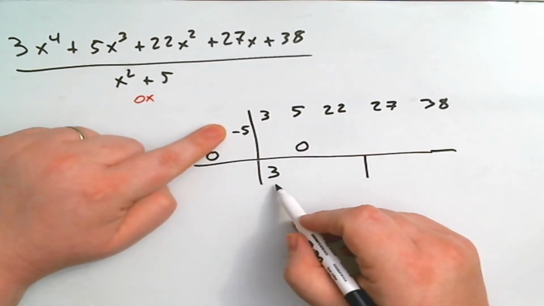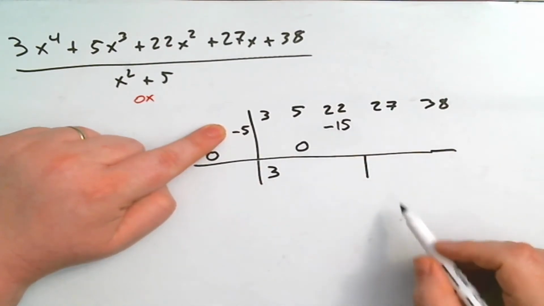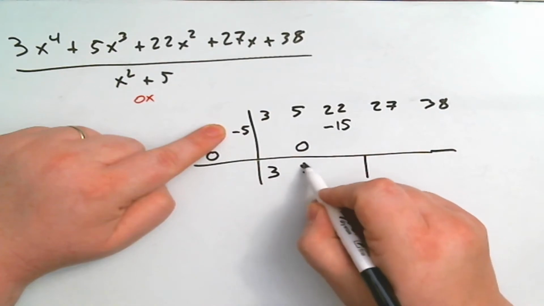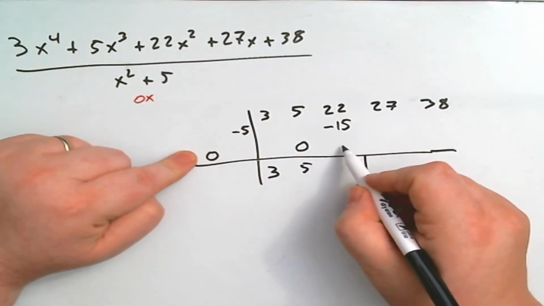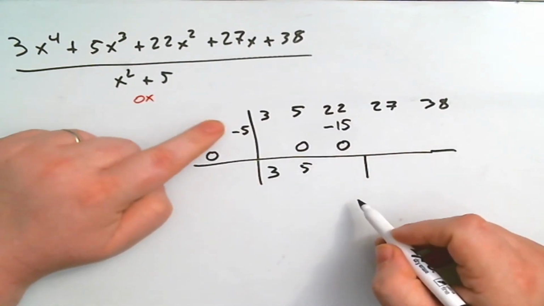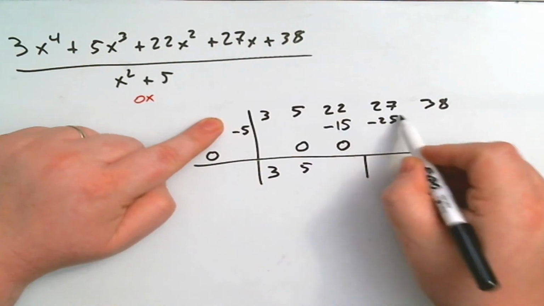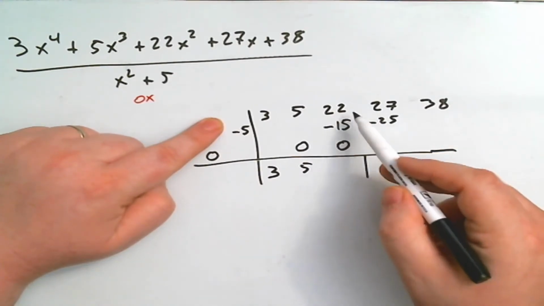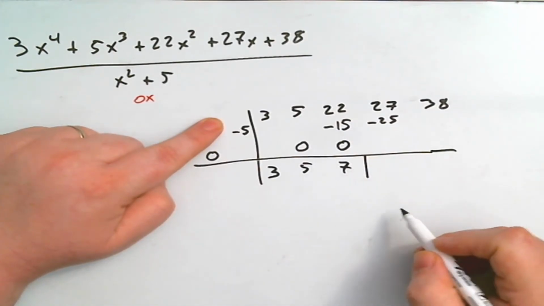Negative 5 times 3 up and over gives me negative 15. Okay, add that column. 5 plus 0 gives me 5, and repeat our multiplication. 0 times 5 gives me, of course, 0. Negative 5 times 5 gave me, of course, negative 25. Now add up this column.